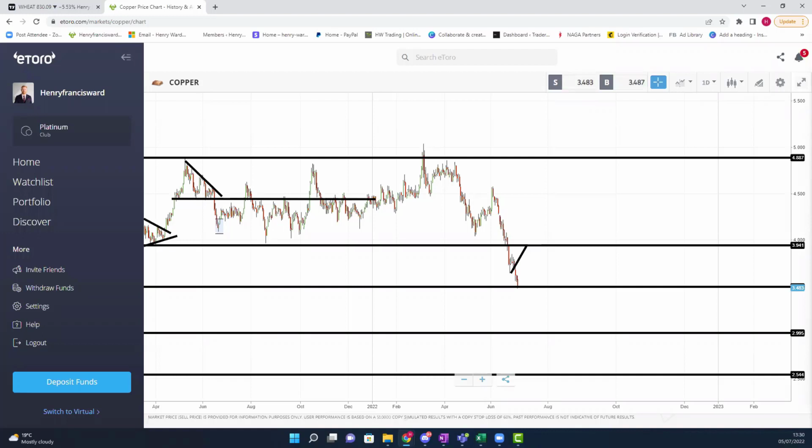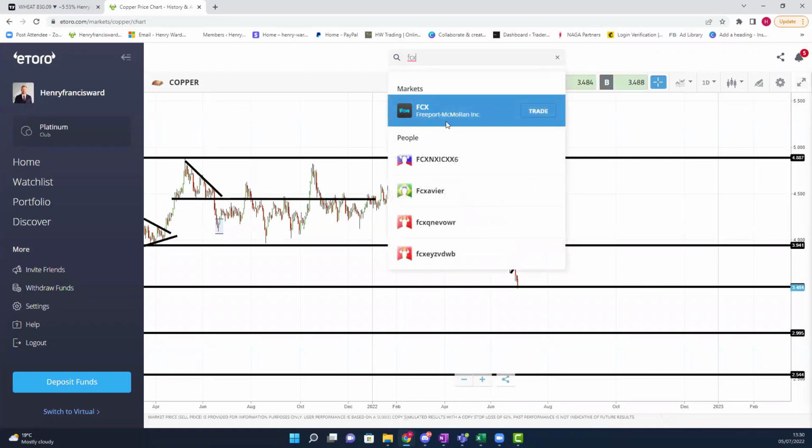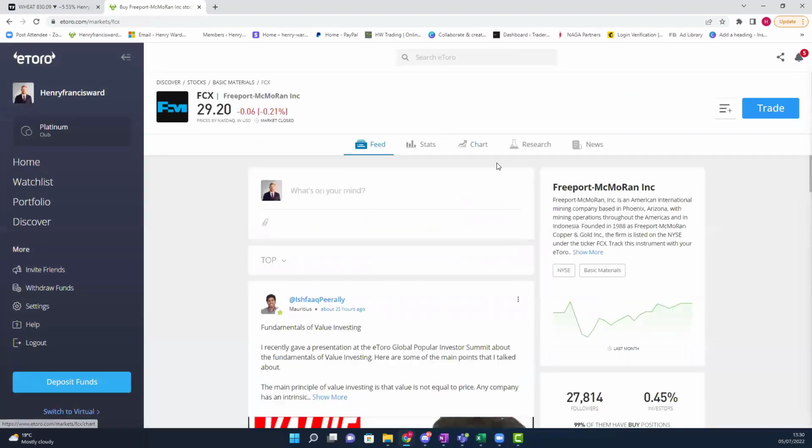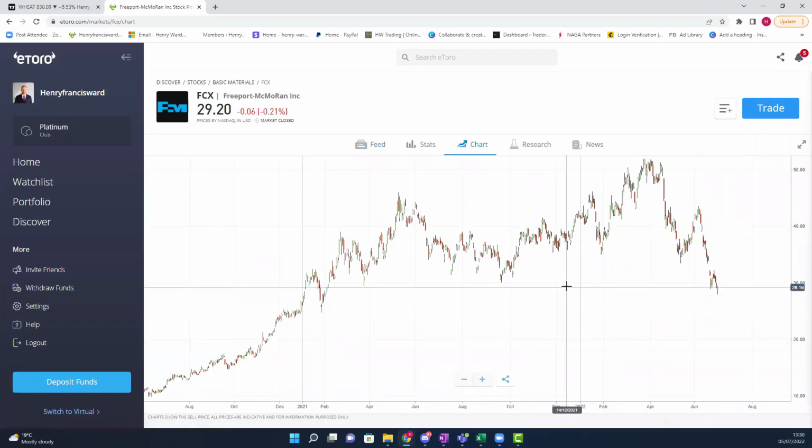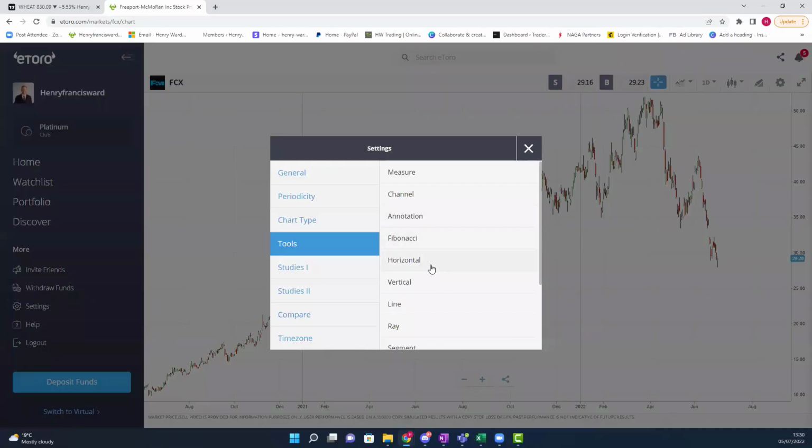So FCX. I have no idea what FCX is. American International Mining Company, based in Phoenix, Arizona. I'm assuming, yeah, it looks identical to copper. I'm assuming their main export is copper.